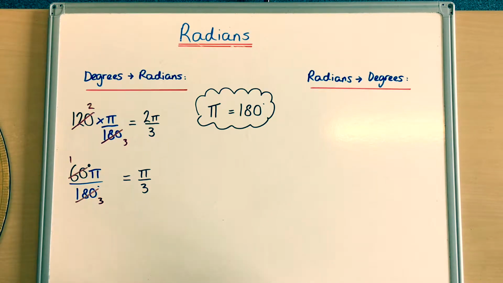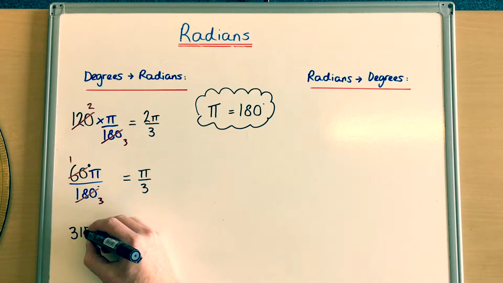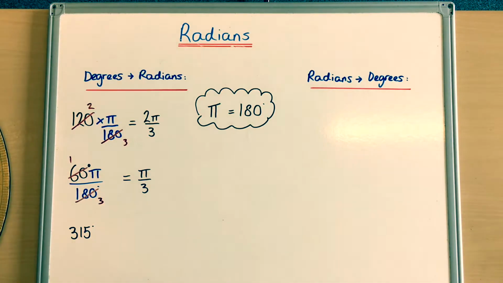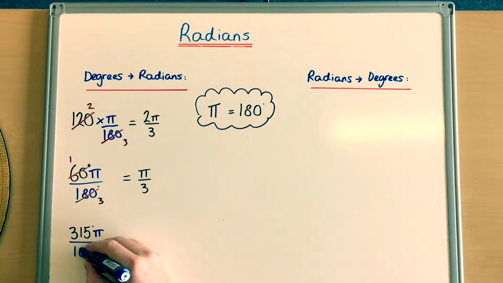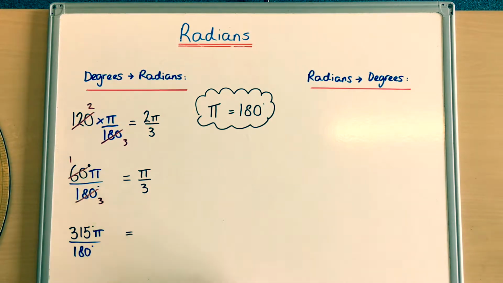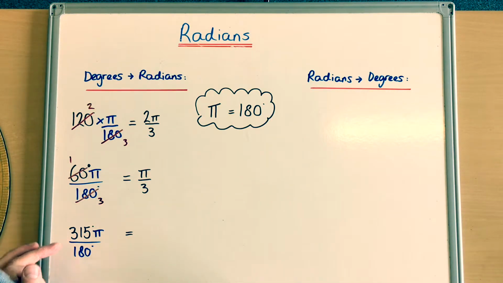And finally, let's look at a third one. Let's look at 315 degrees. Same thing, I'm going to multiply by pi and divide by 180 degrees. And what times table are these in? Now if I wanted to, I could take it a step at a time. I could divide by 5, and then I could see if I could simplify further. But we might recognise that 315 is in the 45 times table. It's 45 degrees less than 360.